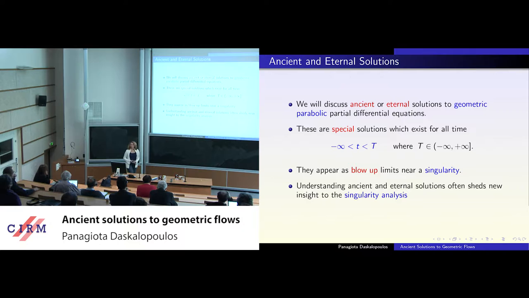Let me just give you the definition of an ancient or eternal solution. An ancient solution is a solution to a parabolic equation which exists for all time from minus infinity up to some time capital T. And usually we say that the solution is eternal if capital T is plus infinity, which means the flow lives from minus infinity to plus infinity. Now, with parabolic equations, because we all know that time is not reversible, those solutions tend to be very special. So we don't have many such solutions.